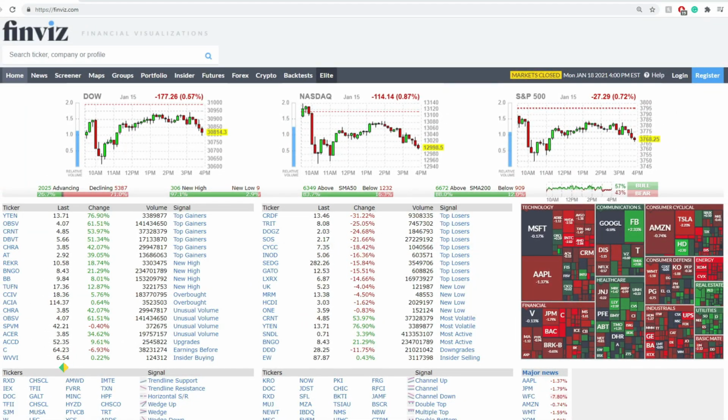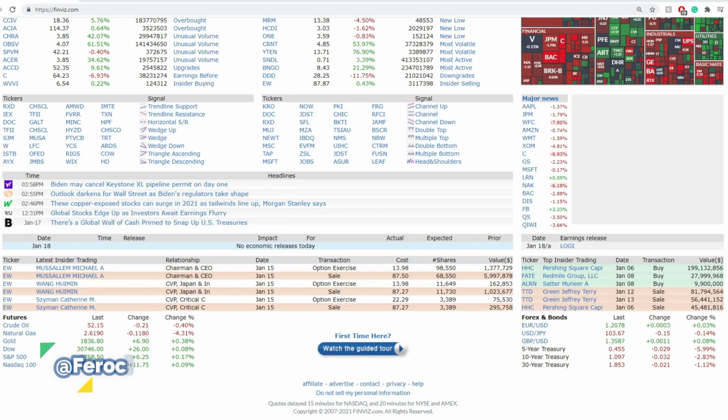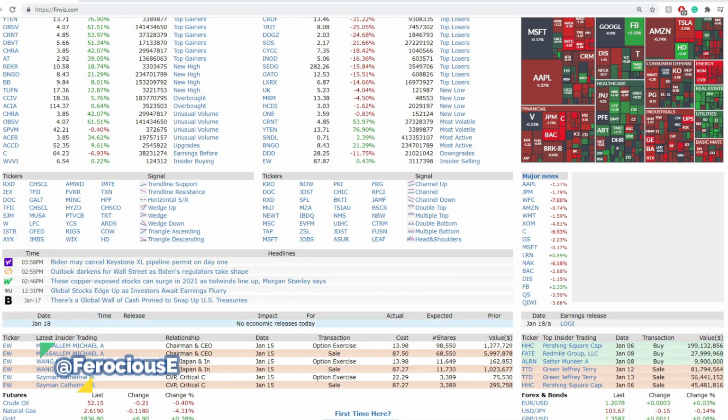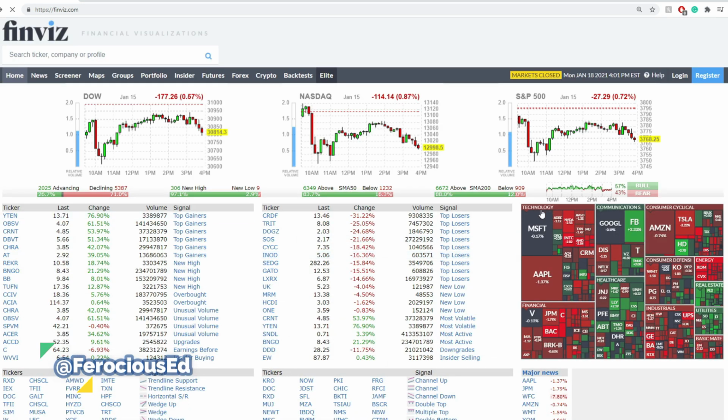So the FinViz account here is just the free account, so you don't need to pay anything. It's not the Elite. It's 15 minutes delayed, so you got to recognize that. Now it has all these different things like headlines that are pretty good. Some important things that are going to come, which is usually around here, the economic releases, and you'll be able to see a bunch of different things on here.